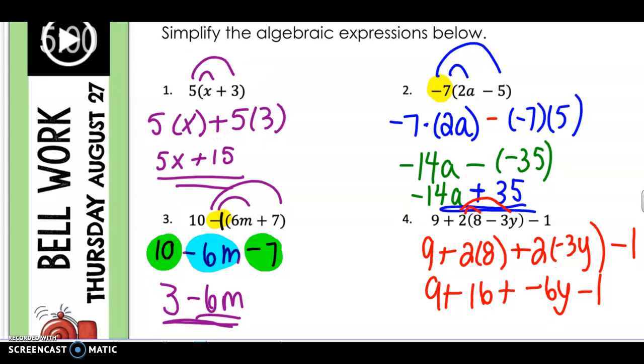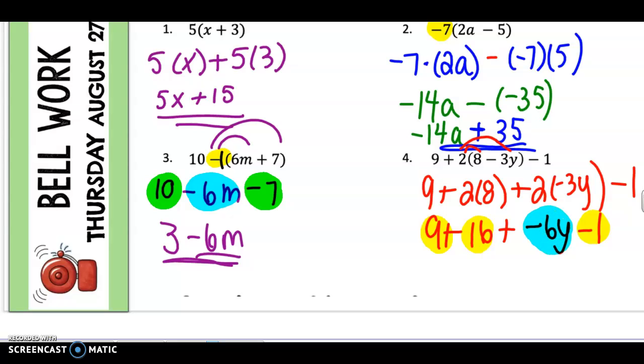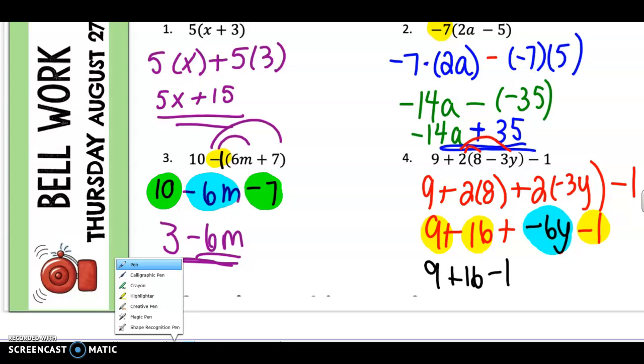All right, now we need to combine like terms. So let's go through here. I'm going to highlight all of our constants. Remember, constants don't have a variable next to them, yellow. So 9, 16, and negative 1. Those are all constants. Now I'm going to highlight our terms that have the variable y in them, blue. So we have this negative 6y. Now we have to combine like terms. So I'm going to reorder it. I'm going to write all of the yellow terms next to each other. So 9 plus 16 minus 1, those were all our yellow terms. And then we have our blue minus 6y. I'm just going to bring that down.